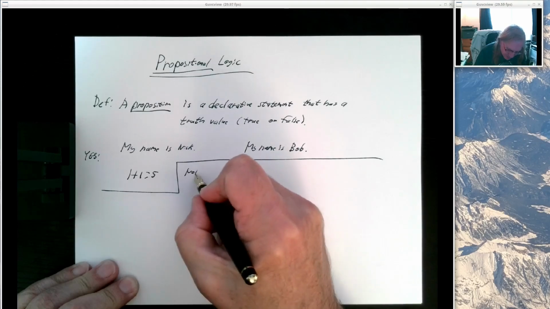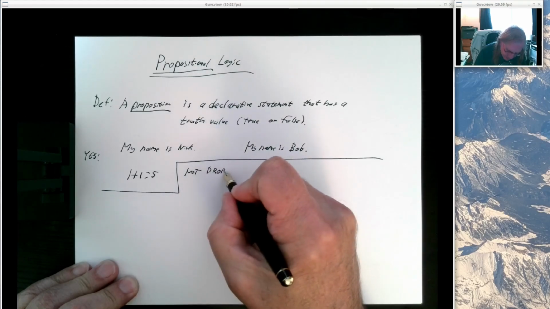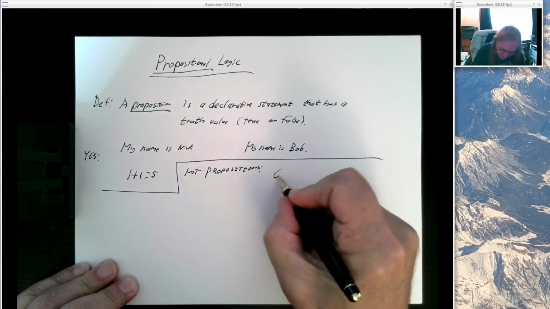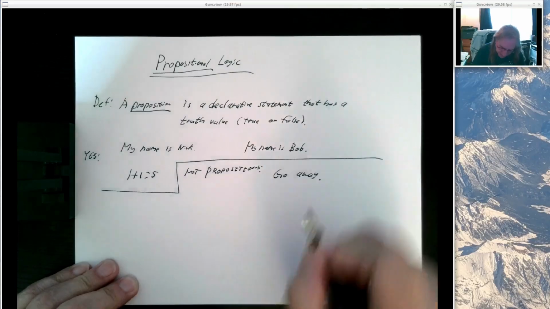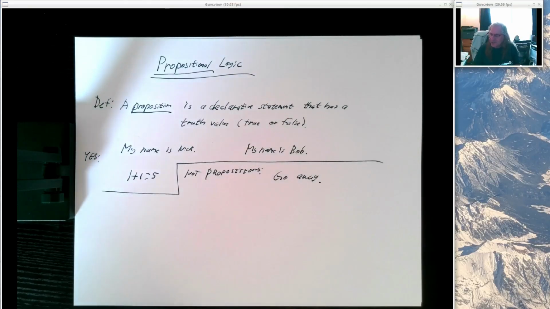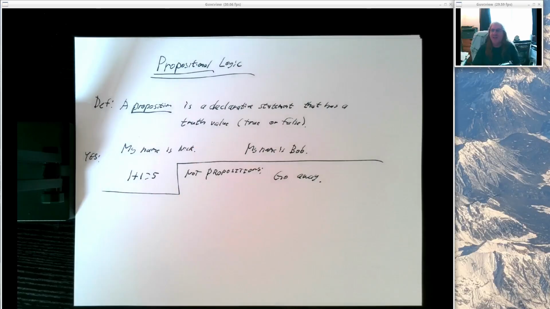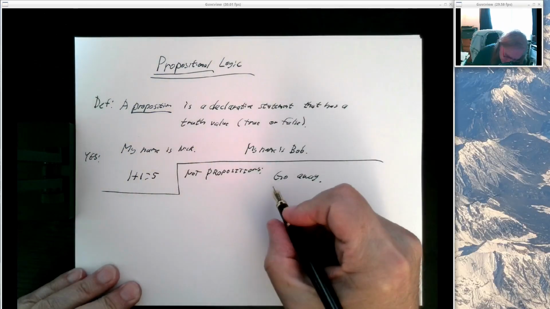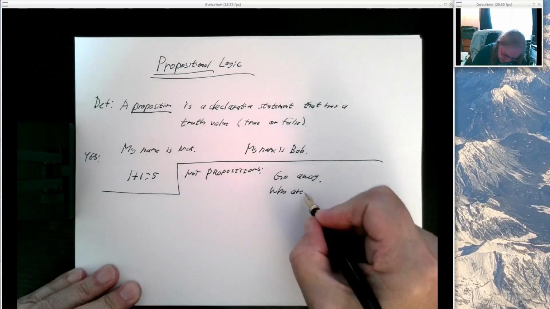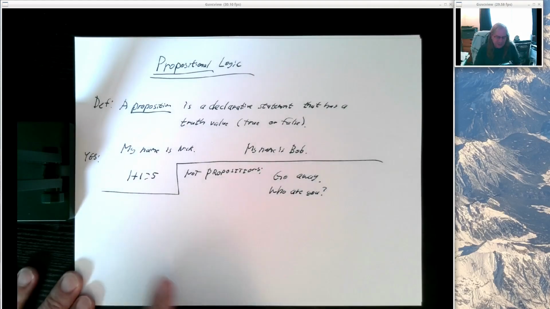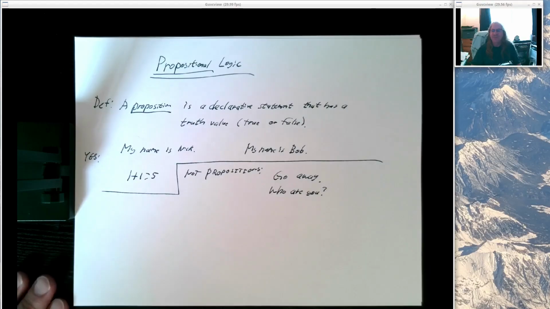Here's some things that are not propositions. Go away. That's an imperative. It's a command given to somebody to leave, right? But it is not a declaration with a truth value, so that's not a proposition. Who are you? That's a question. It's a statement, but it's not a declarative statement, so not a proposition. These things are propositions. All right?